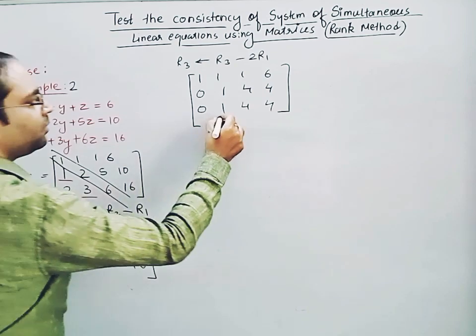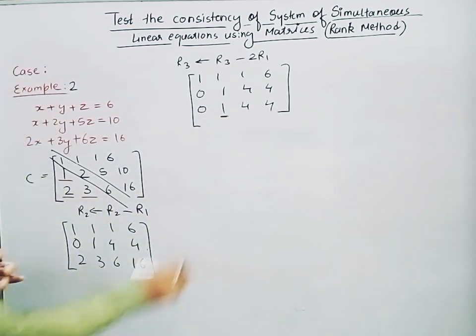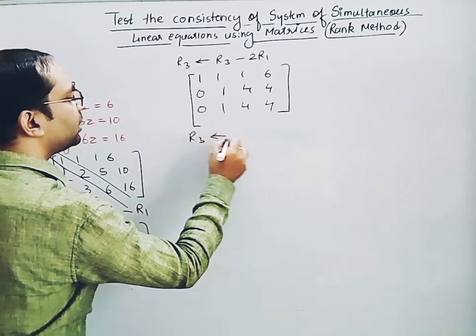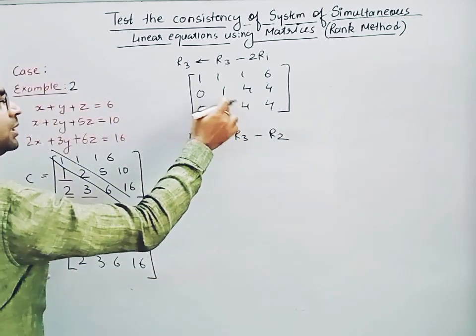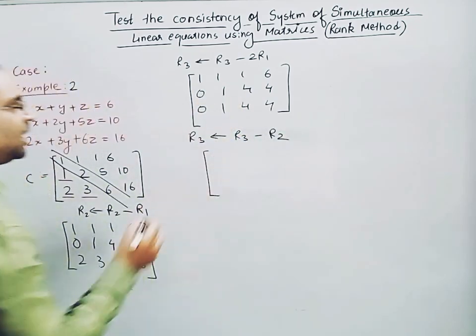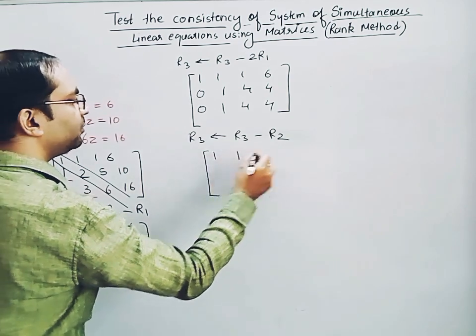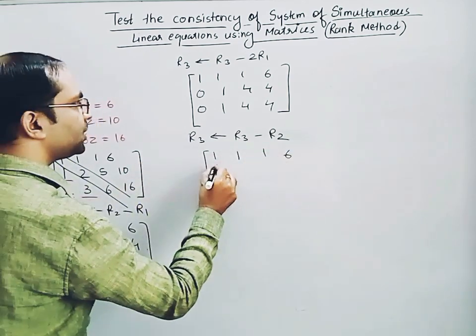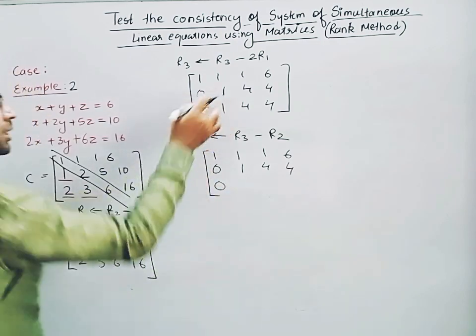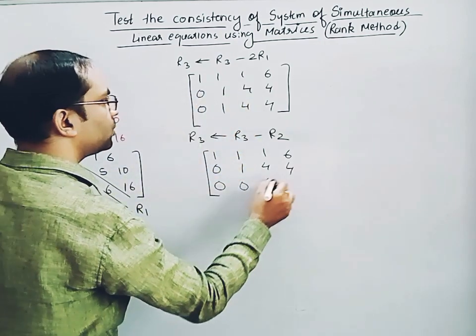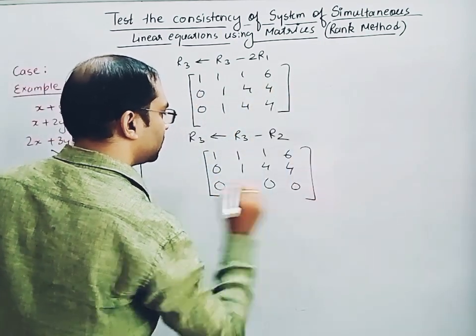Our next task is to convert this into 0. For that, we will perform the operation R3 gets converted by R3 minus R2. Simply, we will subtract from second row and this will become 0. So let me rewrite this after the operation. First row will remain same, 1, 1, 1 and 6. Second row will remain same, 0, 1, 4 and 4. Now the third row, 0 minus 0, this is 0. 1 minus 1, this is 0. 4 minus 4, this is also 0. And 4 minus 4, this is also 0.